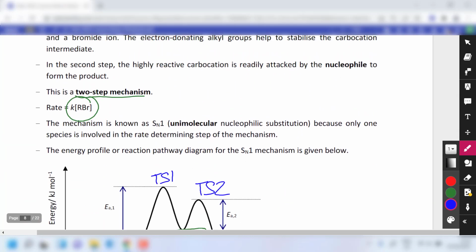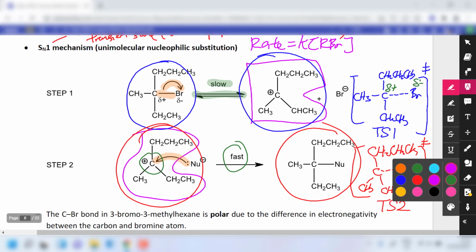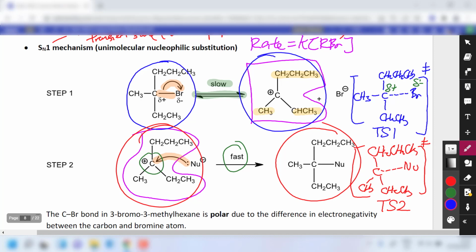If you notice, SN1 involves an intermediate which is a carbocation, and this carbocation intermediate has 3 different groups. Okay, so I will highlight in yellow. It has a propyl group, it has an ethyl group, and it has a methyl group. Okay, so there's a little typo here, you may wish to correct it. This is CH2. Yeah, so you have an ethyl group over here.